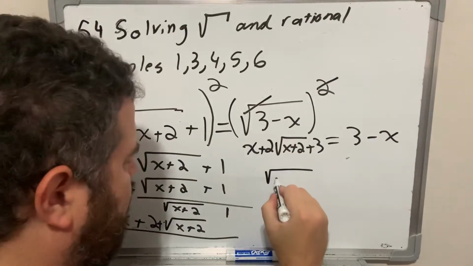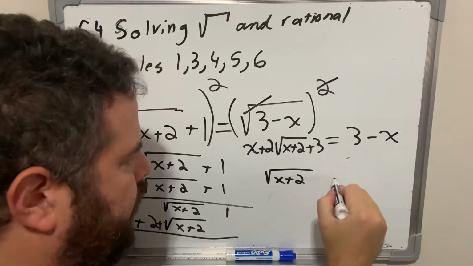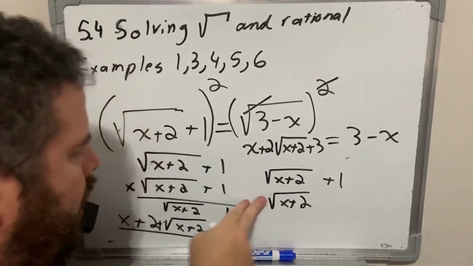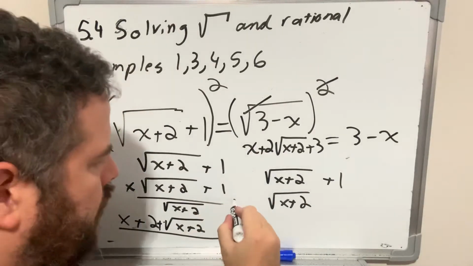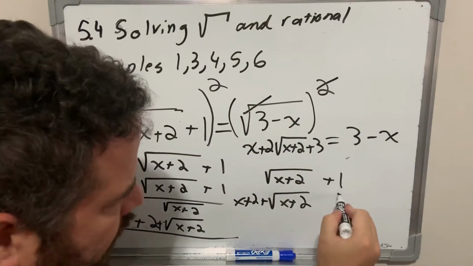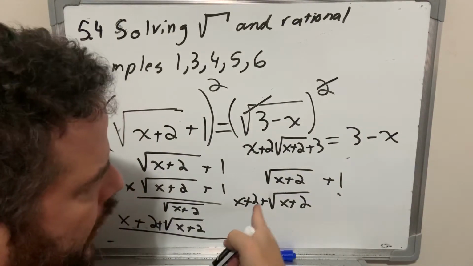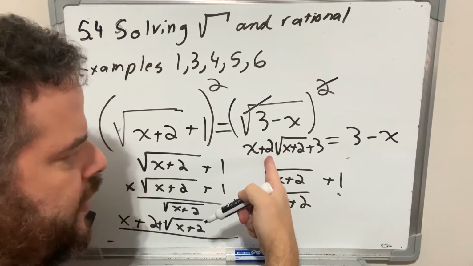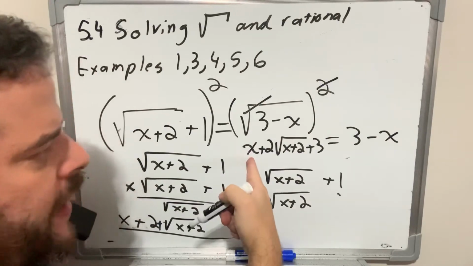So again, let me repeat the addition so you can see it clearly. After I multiplied, I ended up with this. And then after I got rid of the radical, I ended up with this. Okay. This 1 and this 2 added to form a 3. These two added to form 2 square root of x plus 2, and this exists by itself.